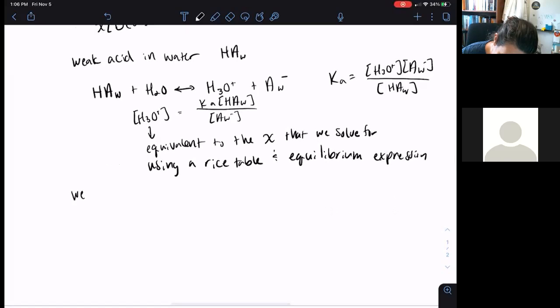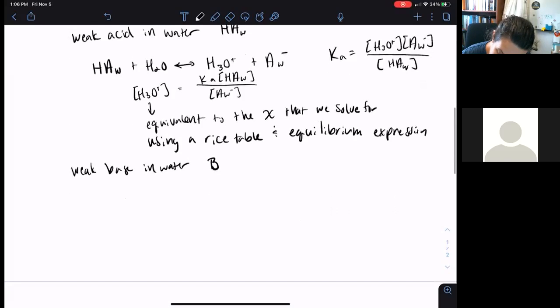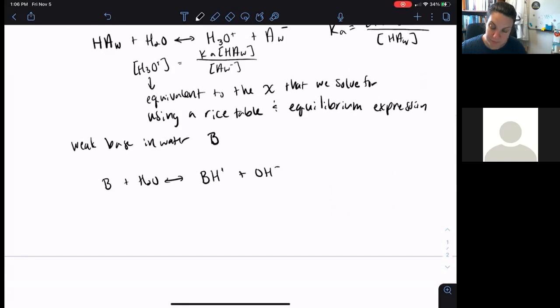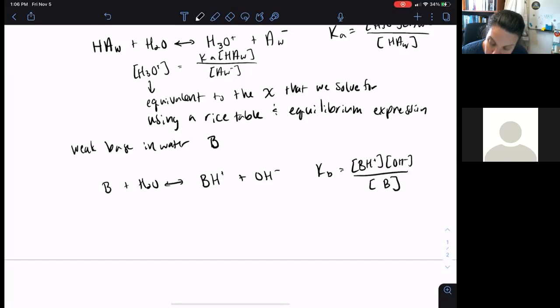Lastly, we have a weak base in water, which we're just going to call B for base. That base will react with the water, removing a hydrogen from the water and producing hydroxide in the process. So again, with this one, here we're going to have a Kb. That Kb will be equal to our conjugate hydroxide concentration and our B concentration, all at equilibrium.